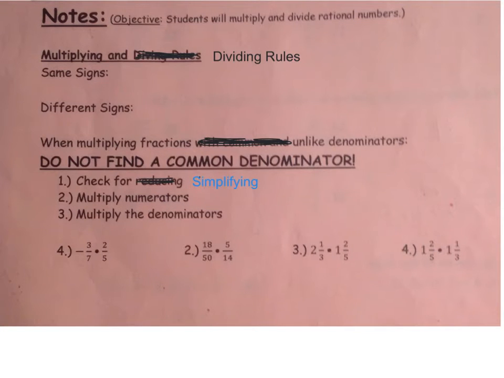Our objective today. Students will multiply and divide rational numbers. So please fix there's a typo error there. Say multiplying and dividing rules. Same sign. This is going to be the same as it was for integers. Same signs. It's going to be answer, positive. Different signs, answer negative.